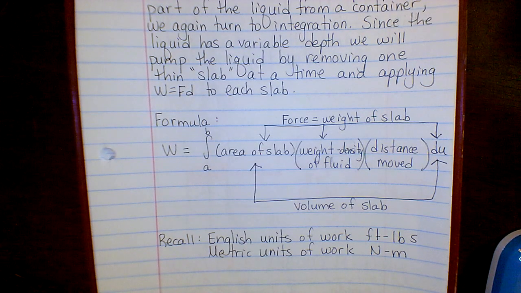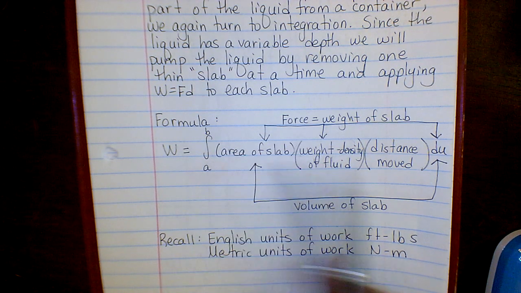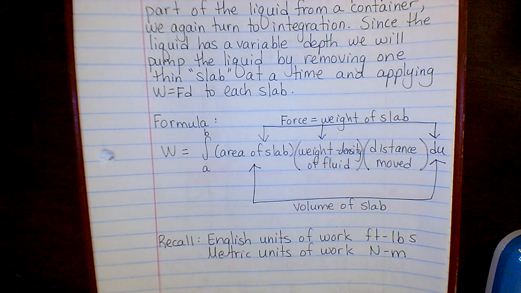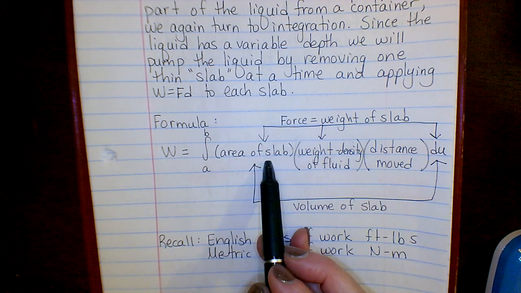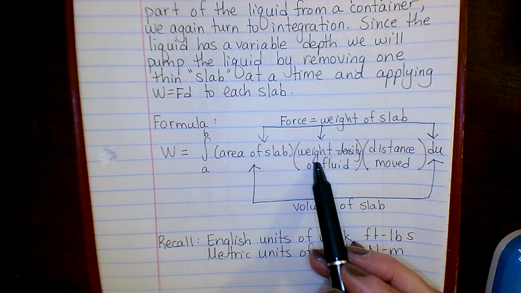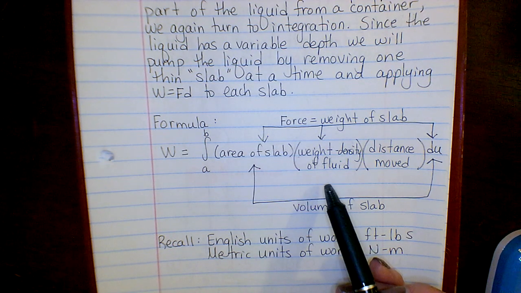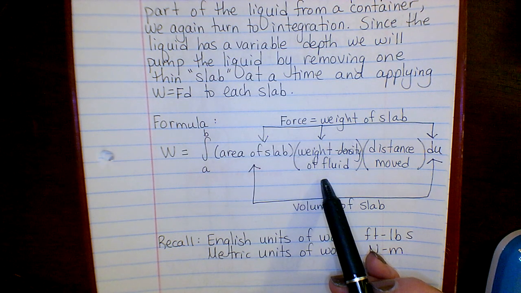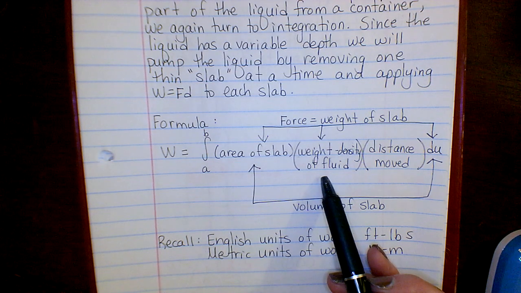So the really informal formula that I gave you on the formula sheet is this. I wrote more on this one than I did on the formula sheet, just a little bit more explanation here. We have the area of the slab, the weight density of the fluid. I usually just put weight on here, but technically it is the weight density of the fluid.